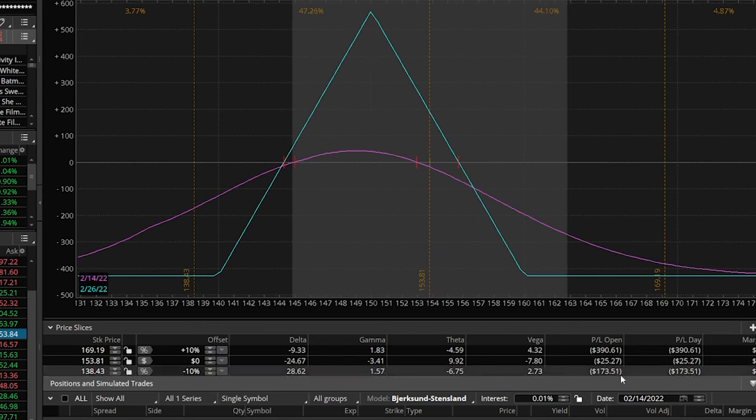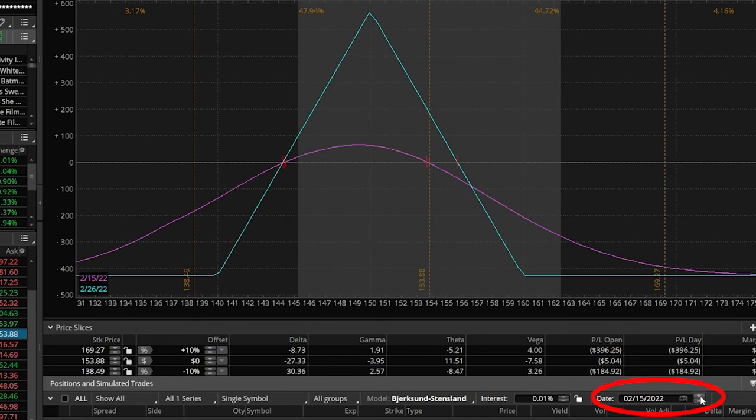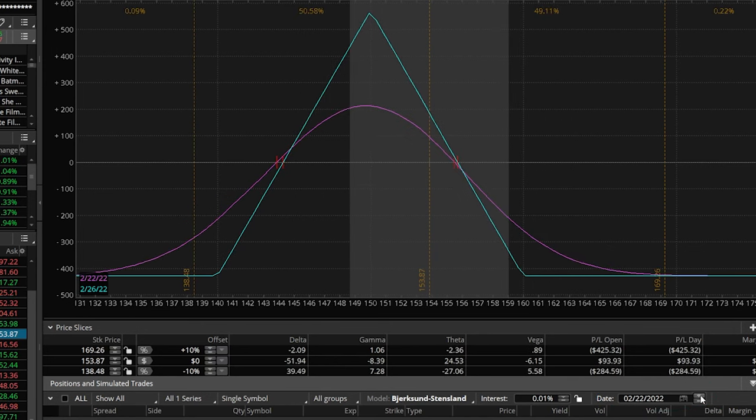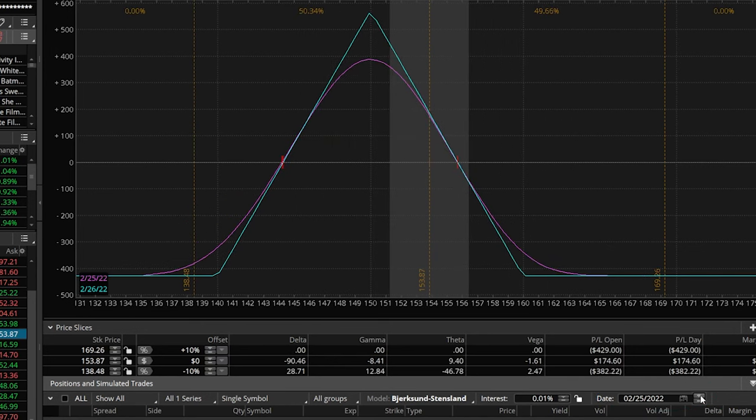And if I come down here to my calendar icon and I start fast-forwarding in time, you can see it takes a whole long time for that purple line to match up with the blue line. And even if I go back to February 25th, remember, that's the morning of expiration, I'm still not even close to my max profit. Even if Disney is exactly where I think it's going to be, 150 bucks a share, on the 25th of February, right in the morning, I'm still only up $380 on this trade. To get the last little bit out, the last 200 bucks out of this trade, I have to hold it all the way until the last couple minutes of trading.